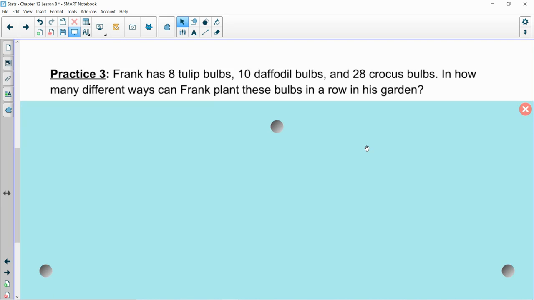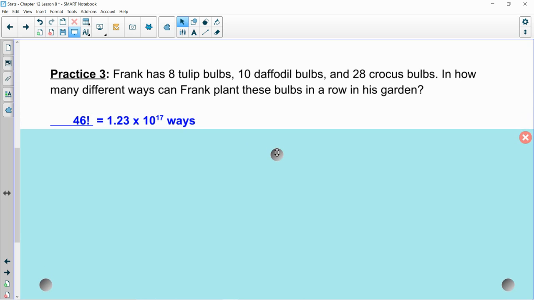So it's an arrangement. Maybe he's got a long flower bed right up against his sod, and he plants them all in a row, that kind of thing. So how many different arrangements can Frank make? Well, what's our total? We've got a lot of bulbs in total, so we need to add them up first. If we add our 8 tulip bulbs, our 10 daffodil bulbs, and our 28 crocus bulbs, we get 46. So we've got 46 bulbs altogether. So we have a 46 factorial, and you can already see how big this number is going to get.